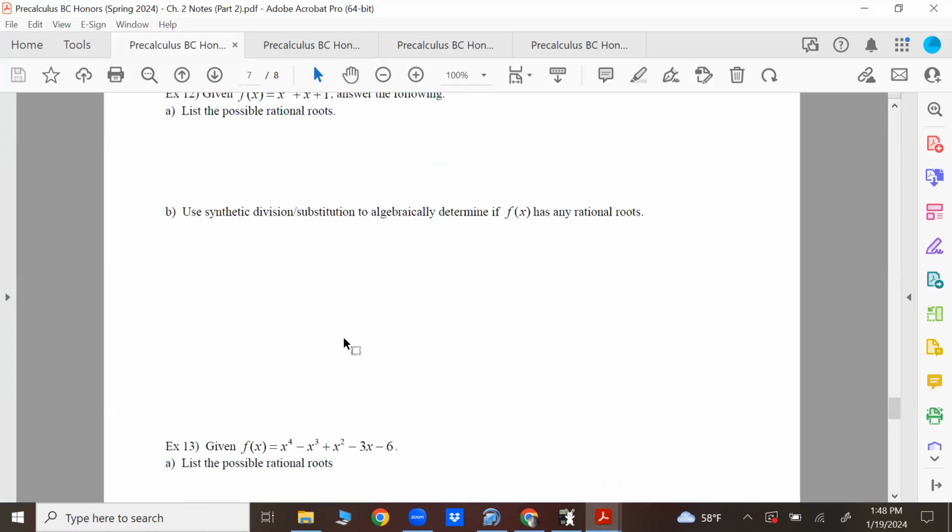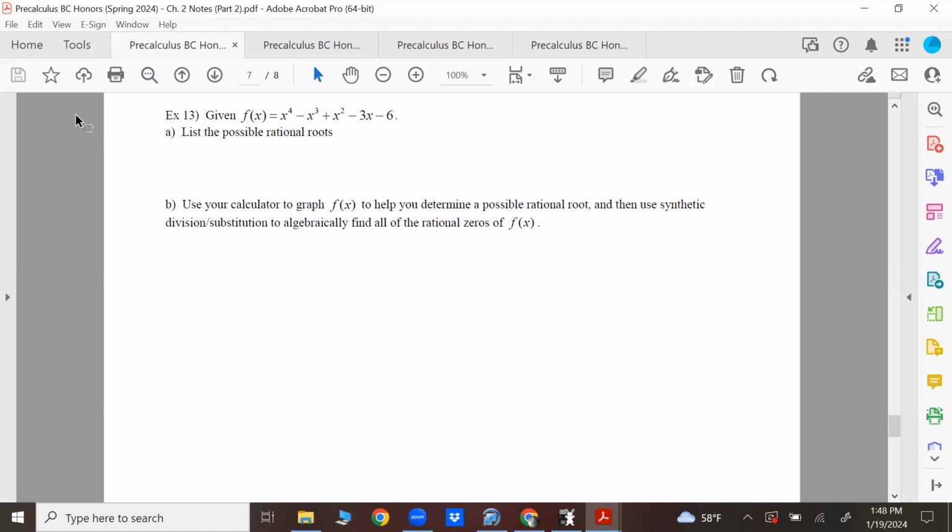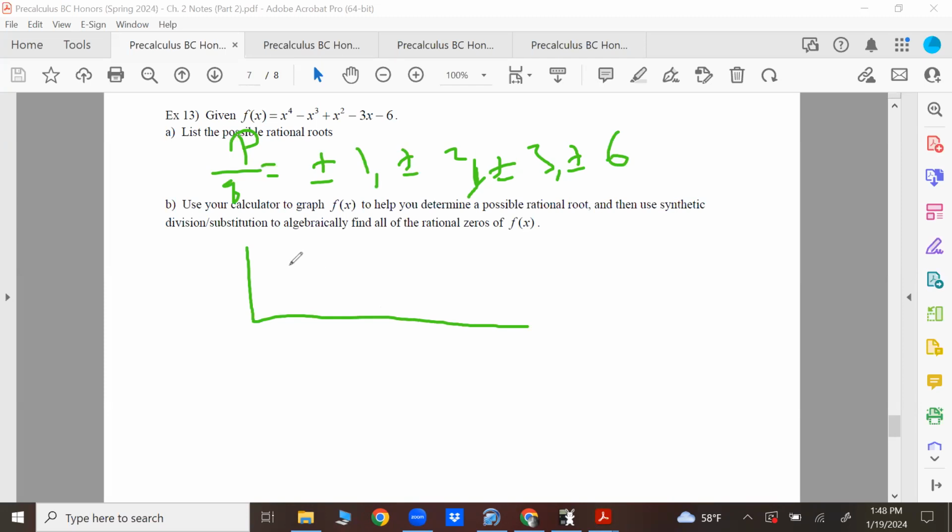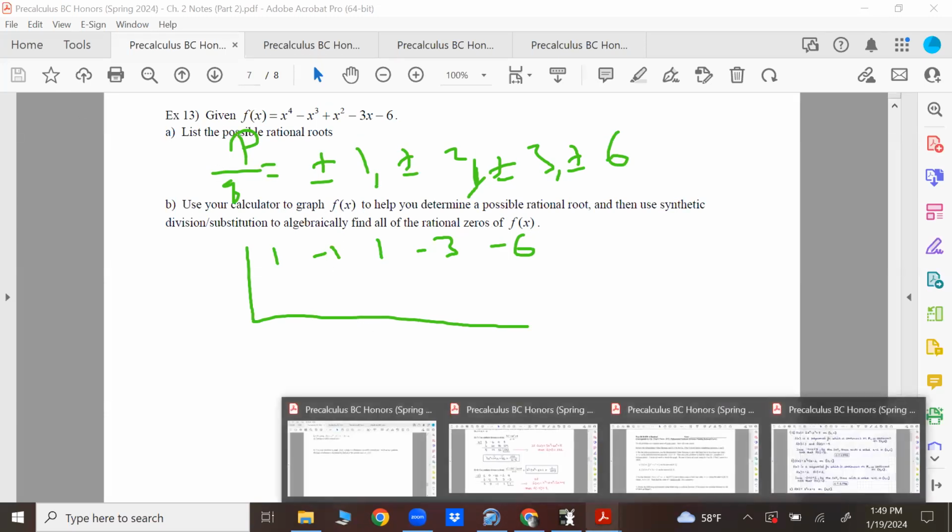Okay, example 13. So all the possible rational zeros here, your p's over q's, are plus minus 1, plus minus 2, plus minus 3, plus minus 6. Okay. Now let's break down the polynomial. There's a little bit of trial and error if you don't have a calculator, but if you're told you can use a calculator, let's use a calculator then. We could cheat.